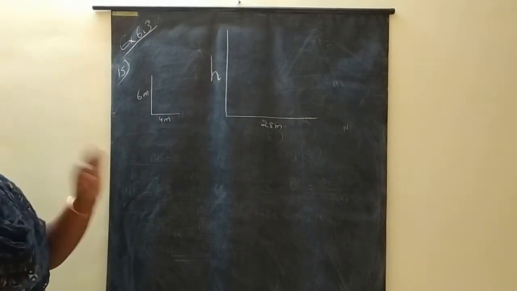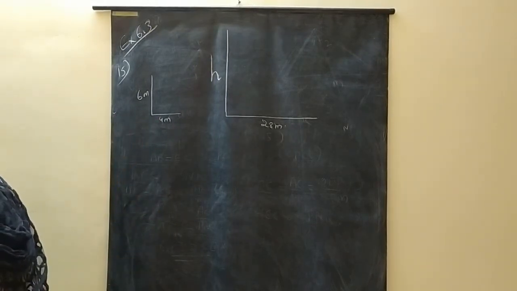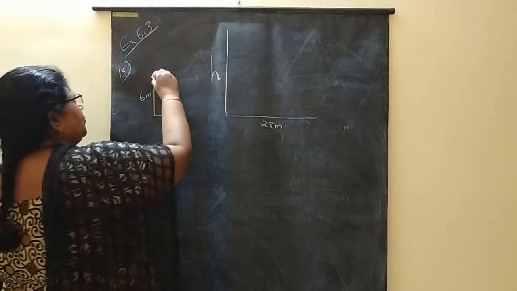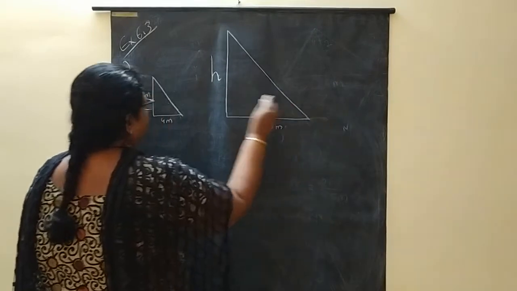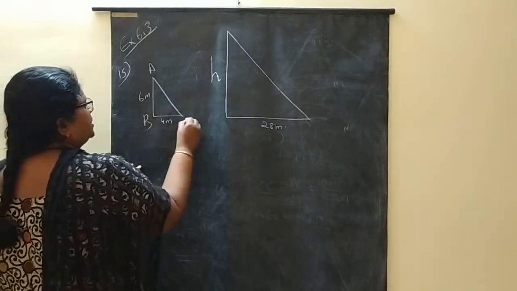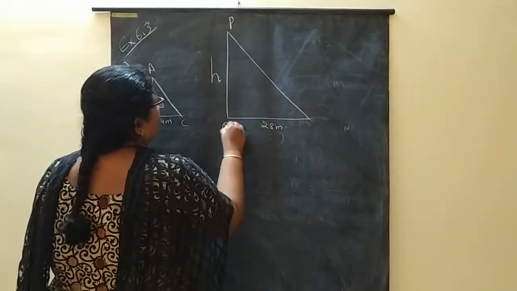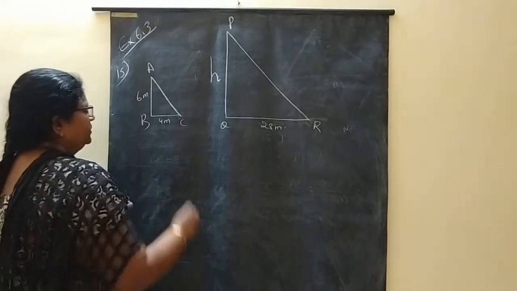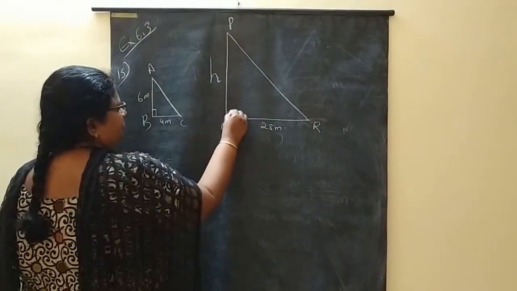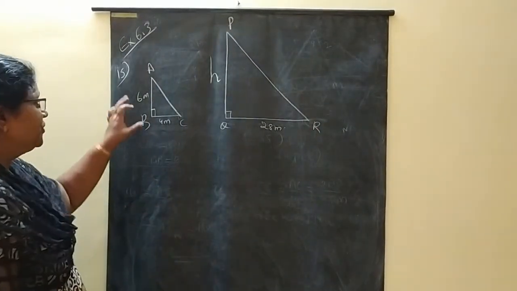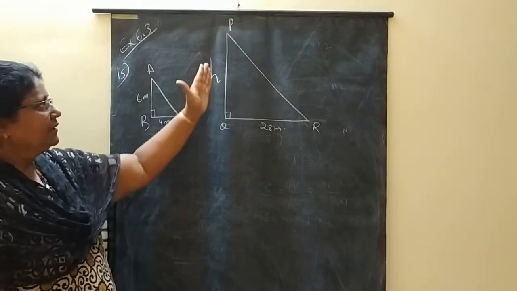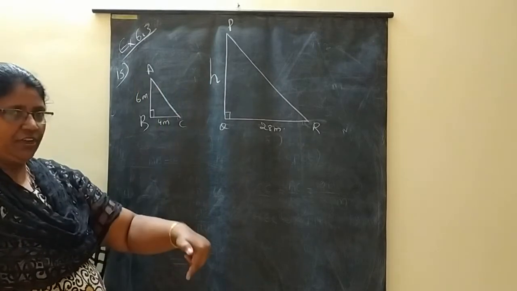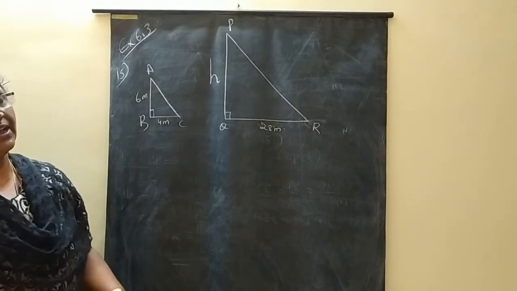So here we didn't get a particular triangle, so you have to form a triangle. A, B, C, P, Q, R. This angle is 90, this is also 90. Why? Because it is given that this is vertical. Vertical means 90. Tower is always vertical to the ground, so this is also 90.